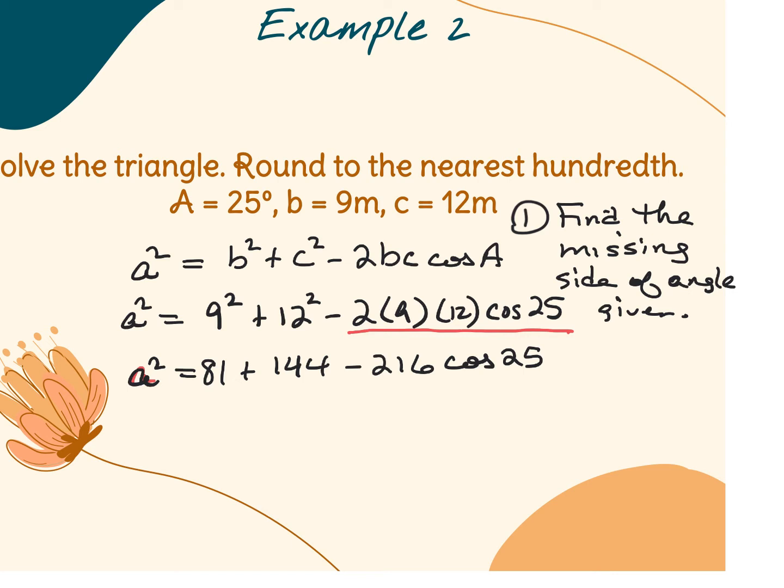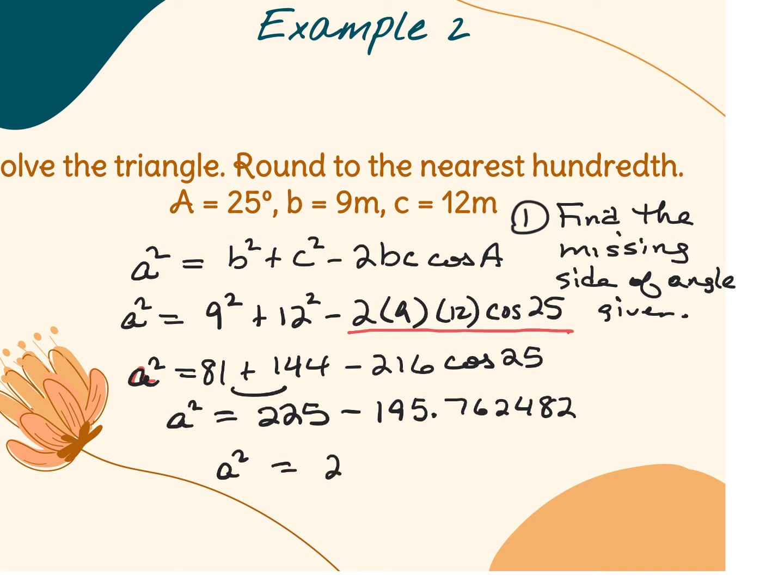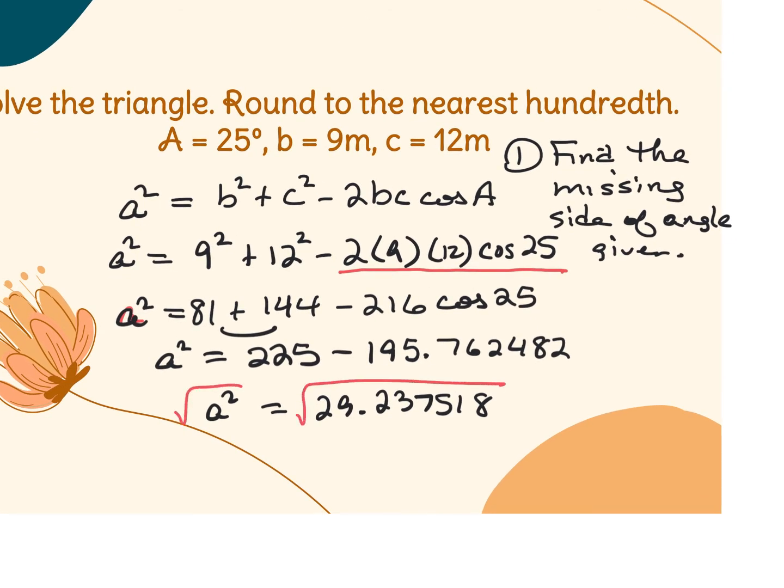Once I find 216 times the cosine of 25, that's going to give me 195.762482. I can also add 81 and 144, and that gives me 225. Now I can subtract 225 minus the 195, and that will give me 29.237518. I do not want to find a squared, I want a, so now I need to square root both sides, and a is equal to, rounded to the hundredths place, 5.407, so 5.41, and these are meters.